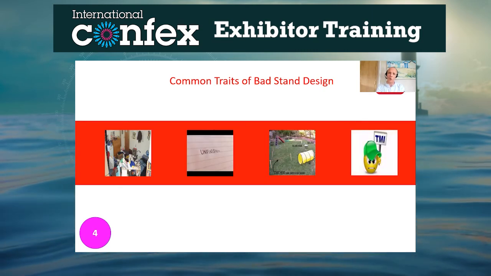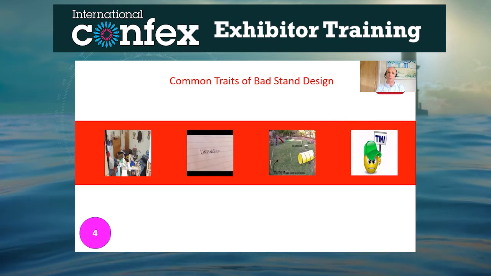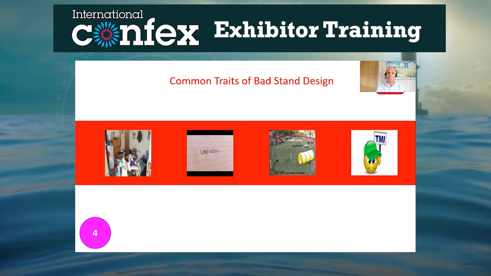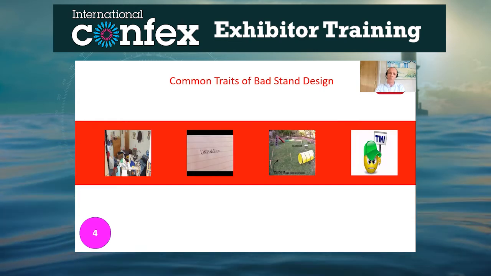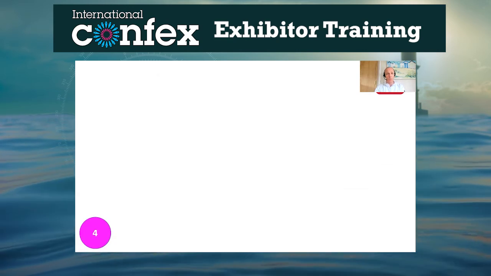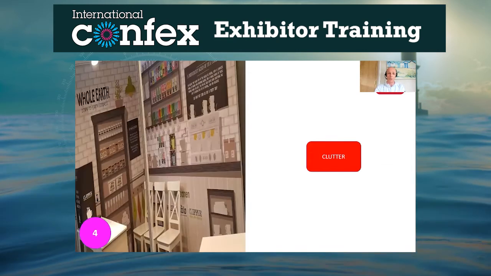And finally, we talk about TMI, too much information on our graphics. Graphics that we spend lots of money investing in, but unfortunately will not be read because there's too much information on them. So let's look at these individually. So we talk about the first one. We talk about this idea of clutter, of walking onto a stand.